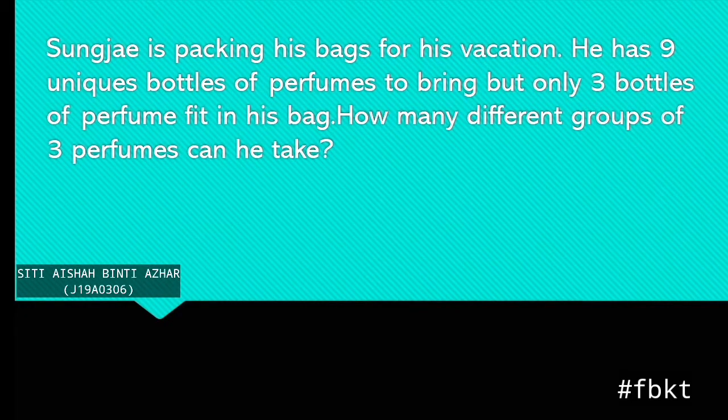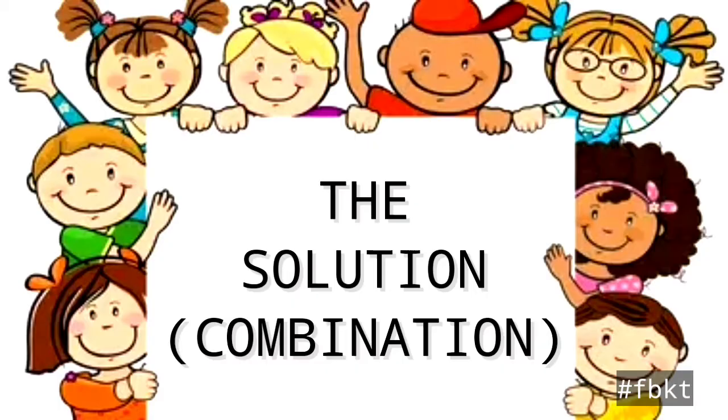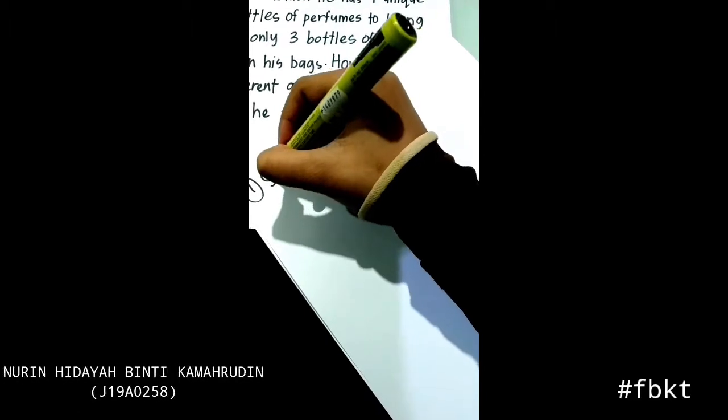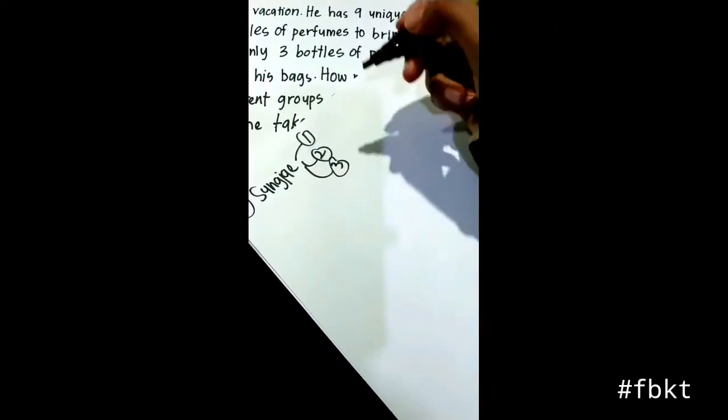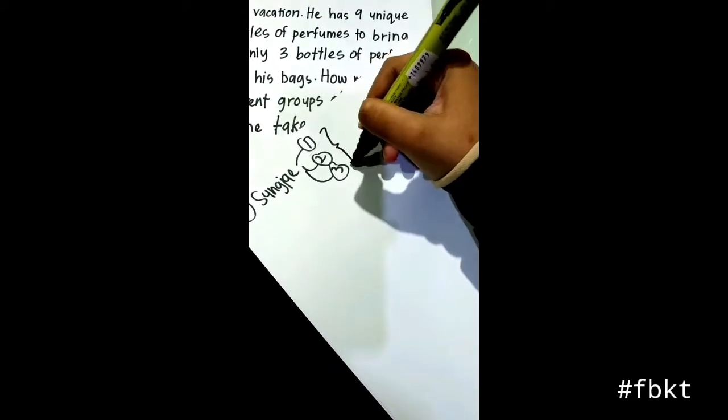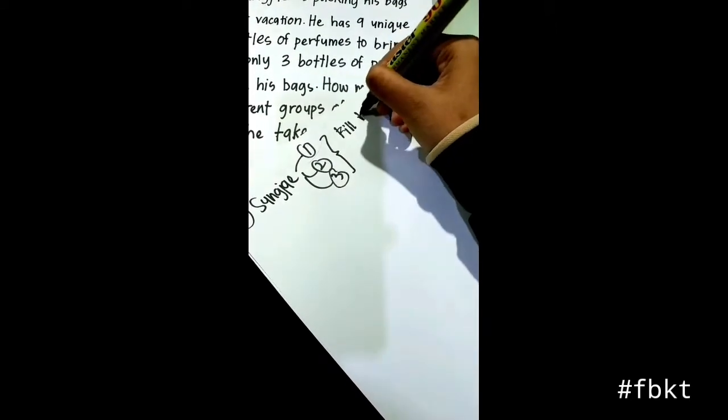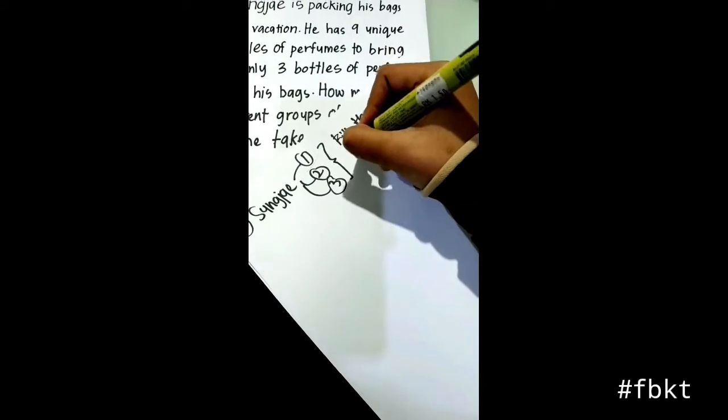Sanjay is packing his bags for his vacation. He has 9 bottles of perfume to bring, but only 3 bottles of perfume fit in his bag. How many different groups of 3 perfumes can he take? Sanjay has 3 spaces for his perfume. So let's fill the bottles one by one.